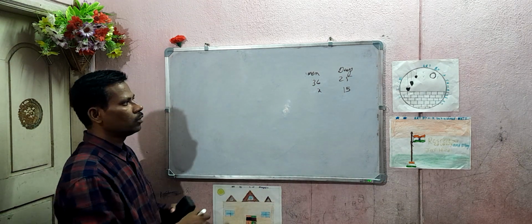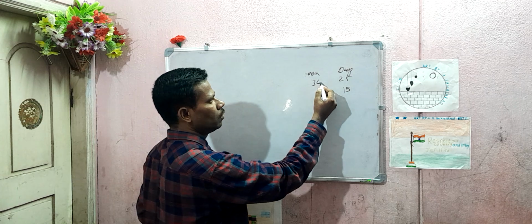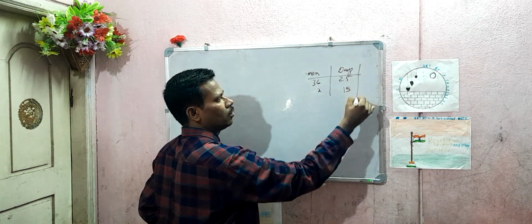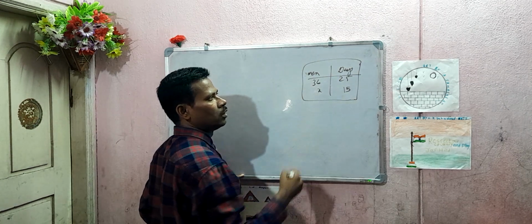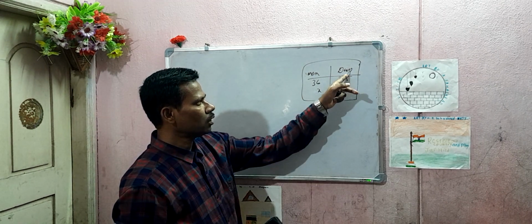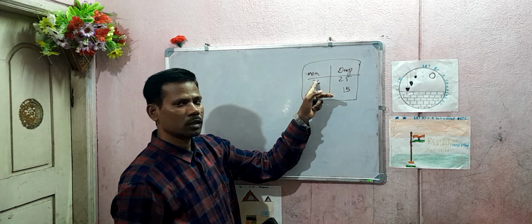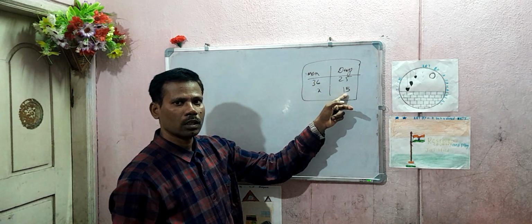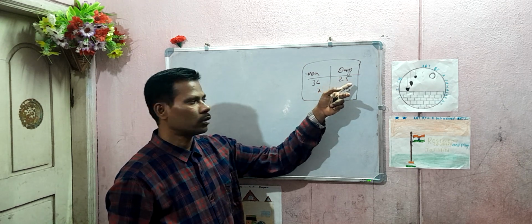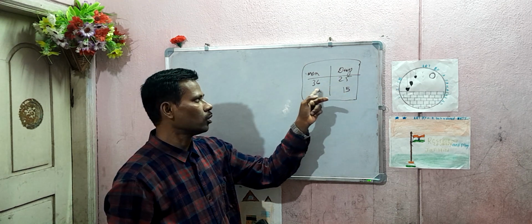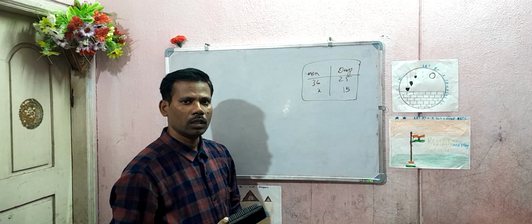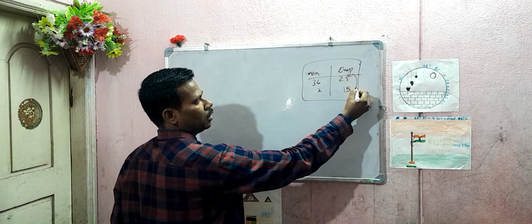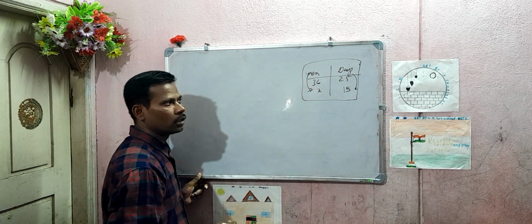How will you do this one? It's very simple. Number of men are there, days are there. So here days are decreasing. 36 men can do a piece of work in 25 days. Now only 15 days are there. So you have to complete the work within 15 days. So the number of men will be increased. So here days are decreasing, men are increasing.